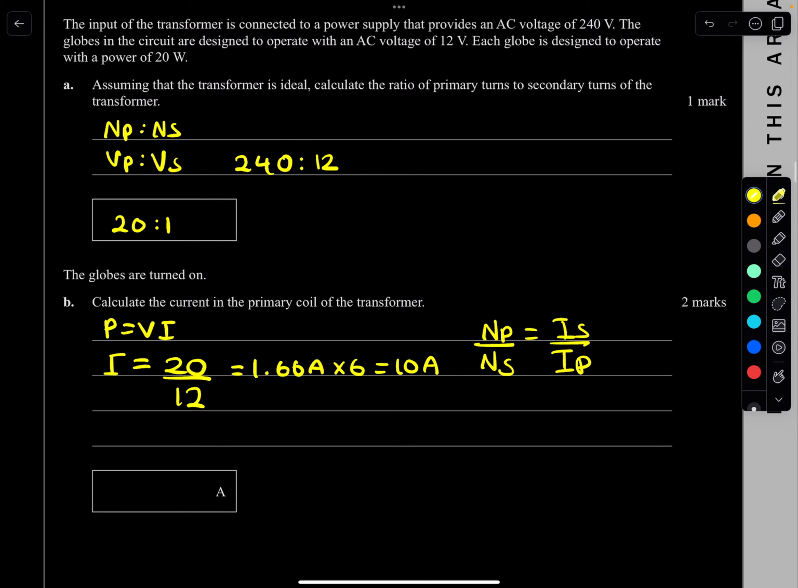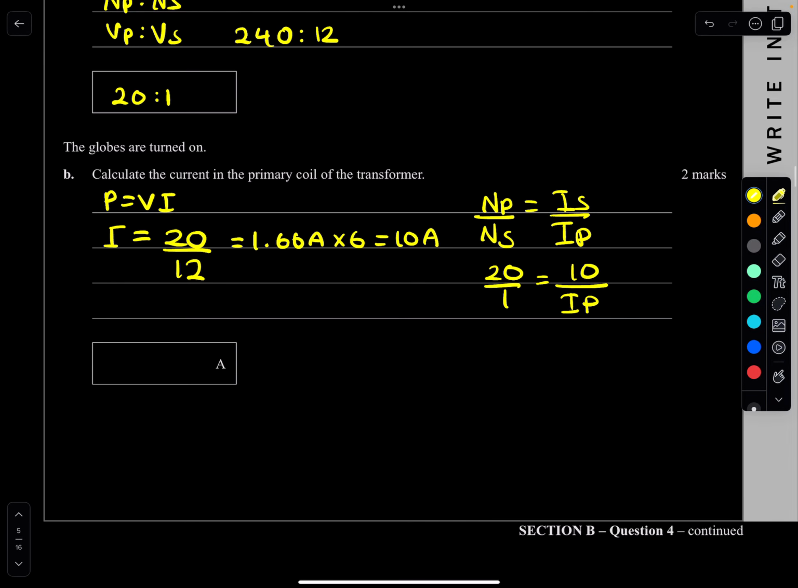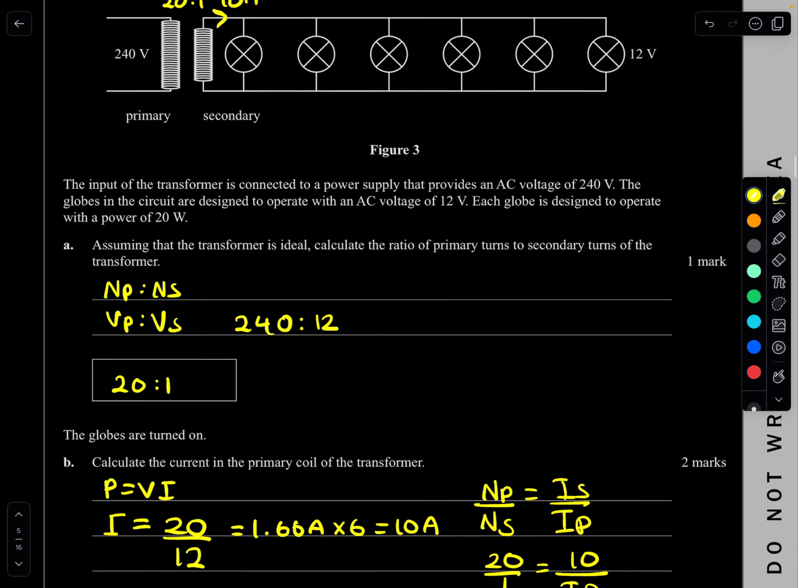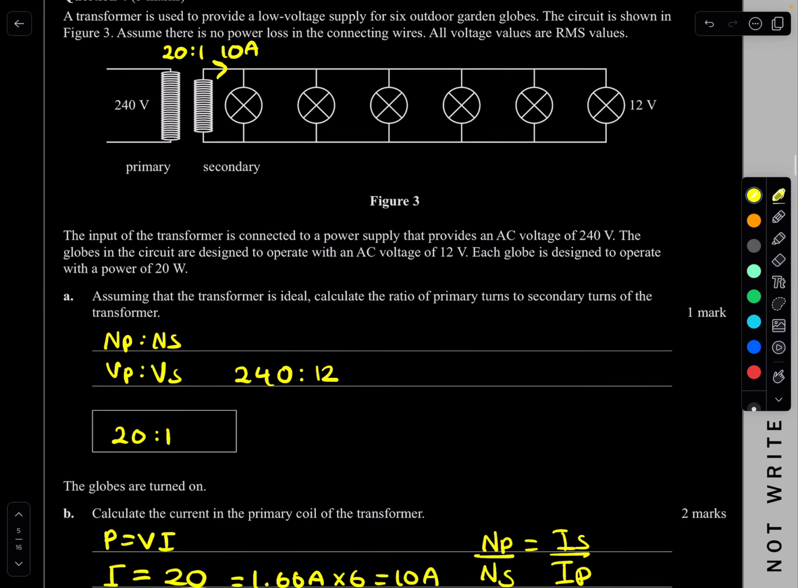So basically it's 20 to 1, so your secondary is, what was our secondary? It was 10 over IP. Basically your secondary is just 0.5 amps because it's half. So 10 divided by 20, which is half. Yep, easy. That's how I would approach this.